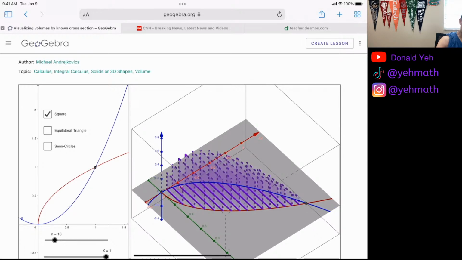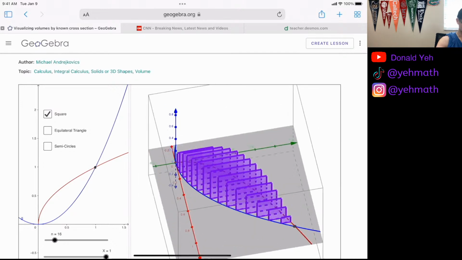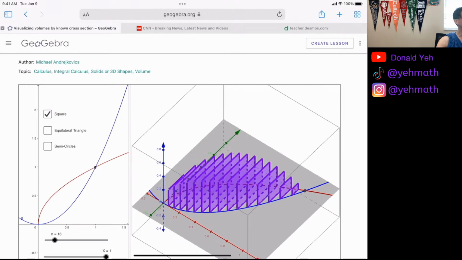That was like the cutest one. It's not really, it's not what's in my heart. Root 3 over 4. Yeah.